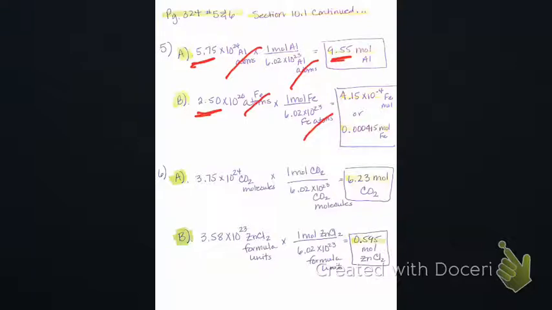6a, we start with 3.75 times 10 to the 24th carbon dioxide molecules, because carbon dioxide is covalent or molecular, so the smallest particle there is a molecule, because those are all nonmetals. So we want our molecules to cancel, so that goes in the bottom. We want moles to be on top, because that's what we want to be left with. We do the math, and we end up with 6.23 moles of carbon dioxide.